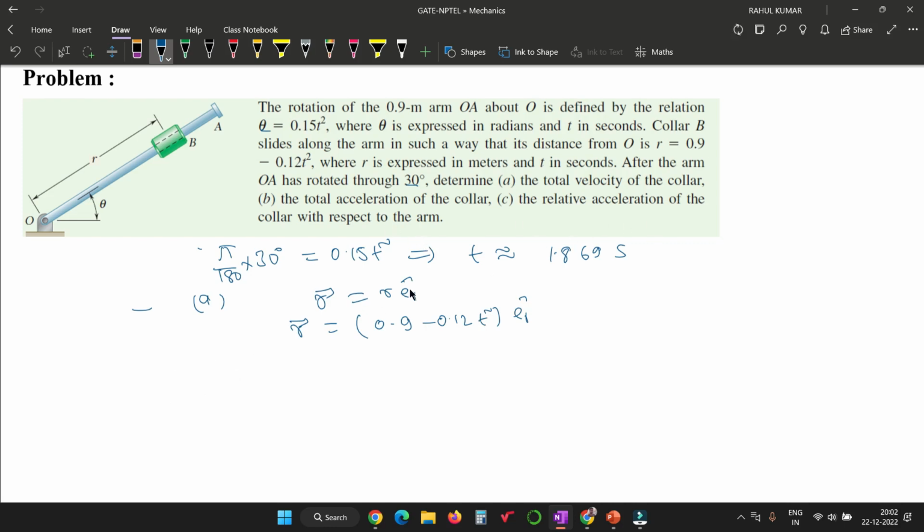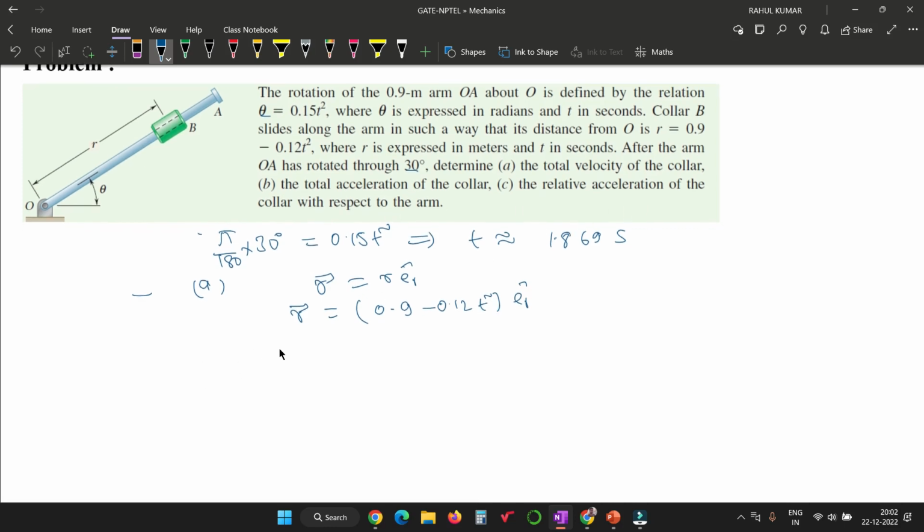It is asking to find the velocity, so just differentiate this, dr by dt. What will you get? First you will differentiate this: minus 0.24 t er. Plus 0.9 minus 0.12 t square er dot. And in place of er dot, what can we write? Tell me.